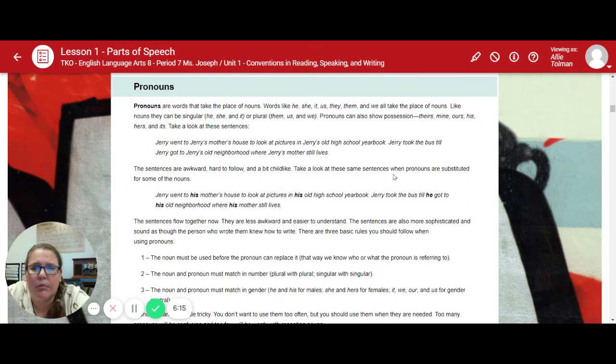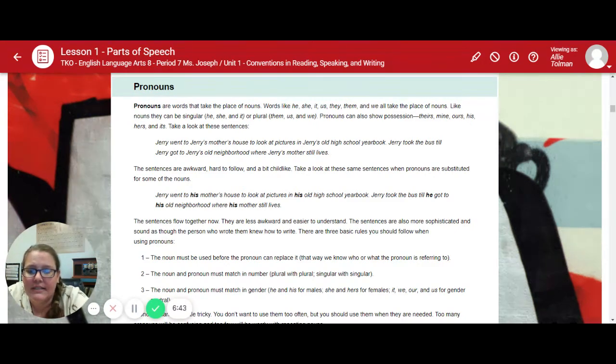Now we move forward to pronouns. Pronouns are words that take the place of nouns. Words like he, she, it, us, they, them, and we all take the place of nouns. Like nouns, they can be singular, he, she, and it, or plural, they, them, us, and we. Pronouns can also show possession: theirs, mine, ours, his, hers, and its.